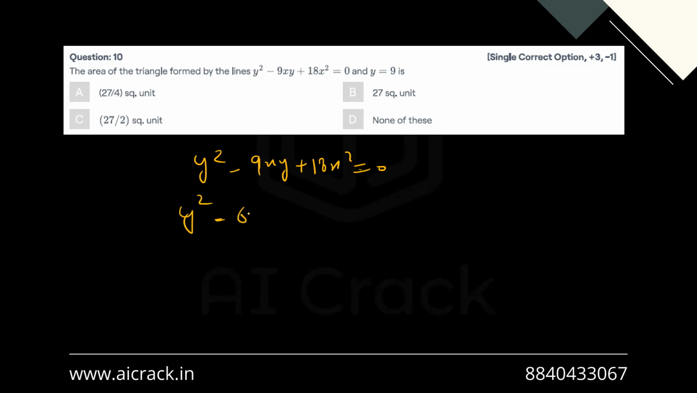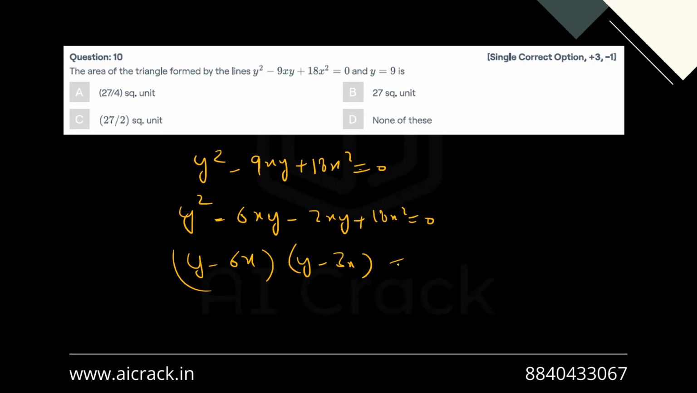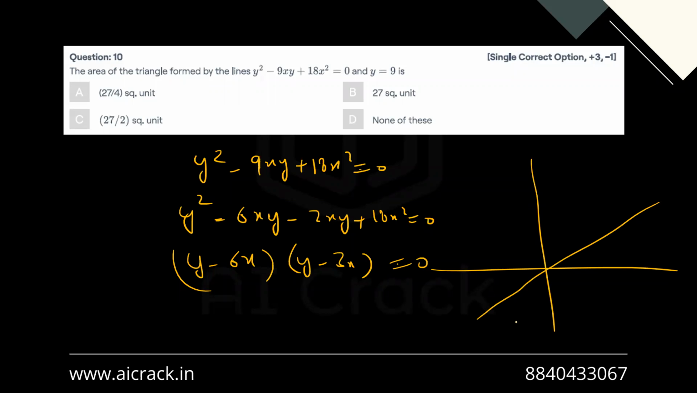factorize. That becomes y^2 - 6xy - 3xy + 18x^2 = 0. So this becomes (y - 6x)(y - 3x). So these are the two lines: y = 3x and y = 6x. And the third line is y = 9. So we have y = 3x, y = 6x, and y = 9 over here.